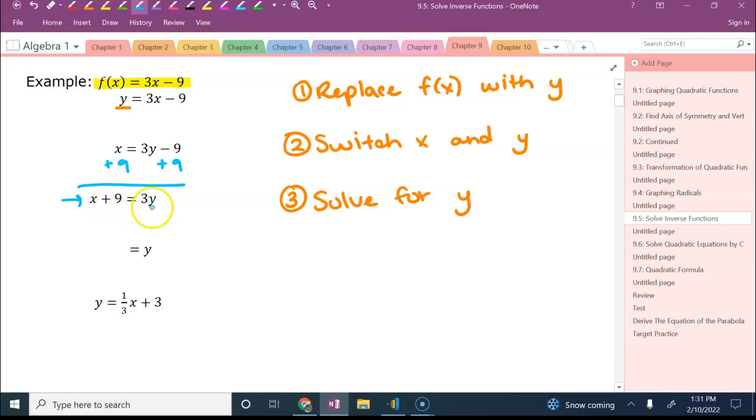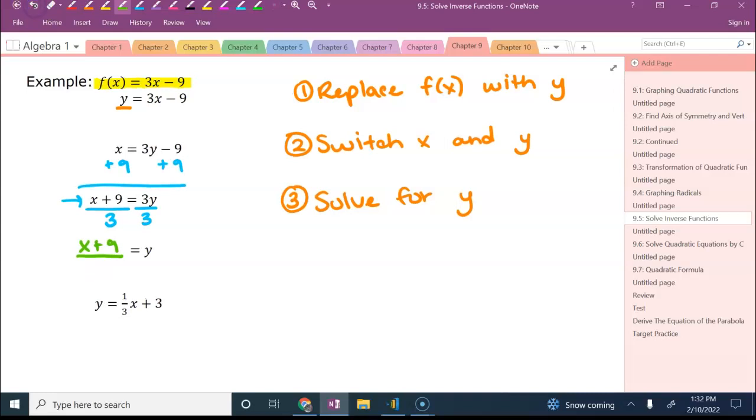Now to get the 3 away from the y, right now it's being multiplied, so we're going to divide both sides by 3. So it looks like this: x plus 9 over 3, which you can also think of like this. You're taking the x divided by 3 and the 9 divided by 3, which some of you might like to write better, because then it allows you to see how they got to this answer here. And all they did is they flipped it around. They put the y first and switched over to the other side so that it kind of matches what we had written up here.